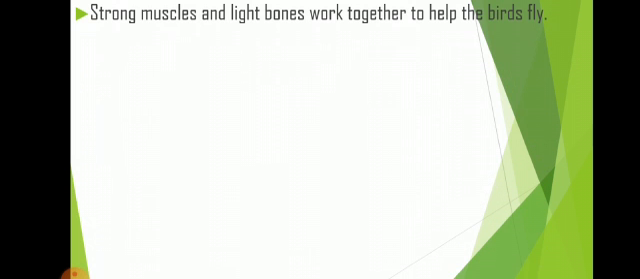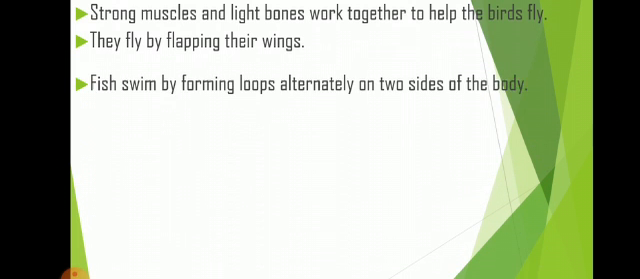Strong muscles and light bones work together to help birds fly. The birds have very light bones and strong muscles, because of which they are able to fly in the sky. They fly by flapping their wings. As we all know, when they flap their wings, they are able to go high up in the sky.